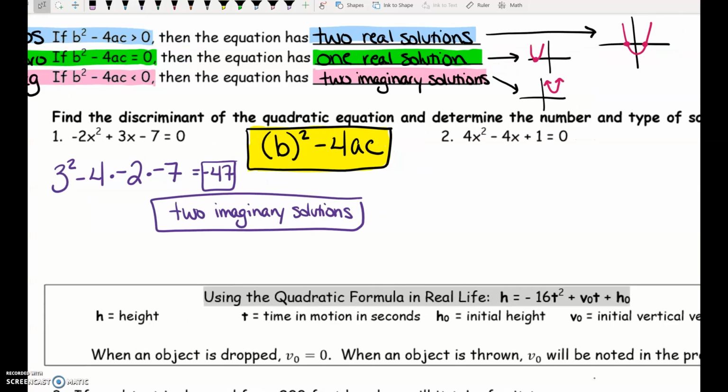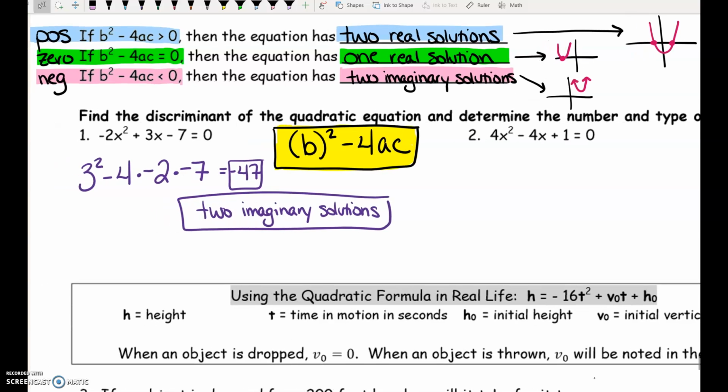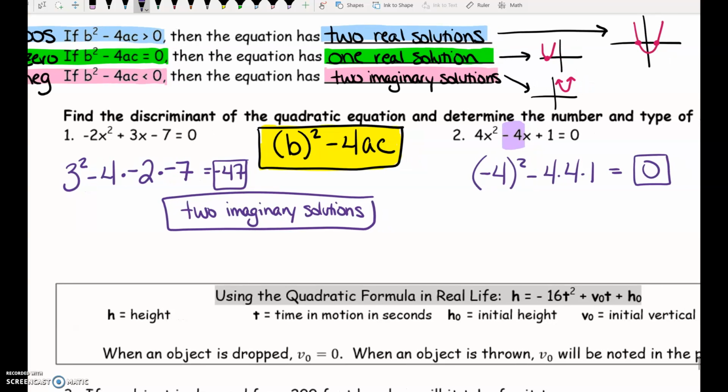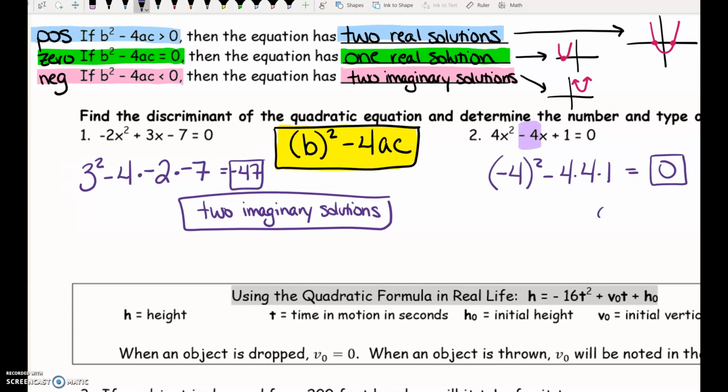All right, why don't you find number 2 on your own? Find the discriminant and decide if there's 2 real, 1 real, or 2 imaginary solutions. This time your b value is negative, so it's important to make sure you put that b value inside parentheses. So negative 4 squared minus 4 times 4 times 1. You should have gotten 0. Did you get 0? Okay. What does the discriminant of 0 mean? 1 real solution.